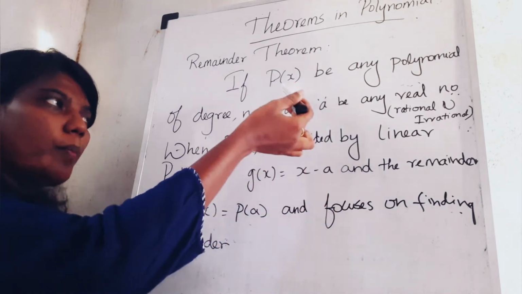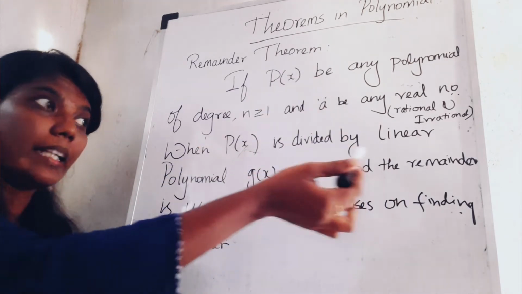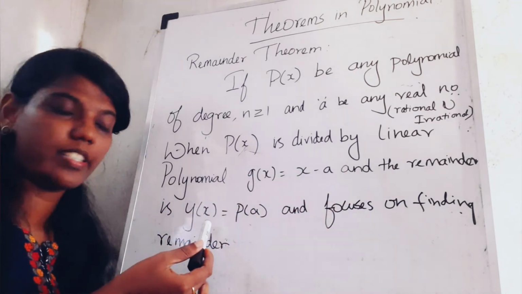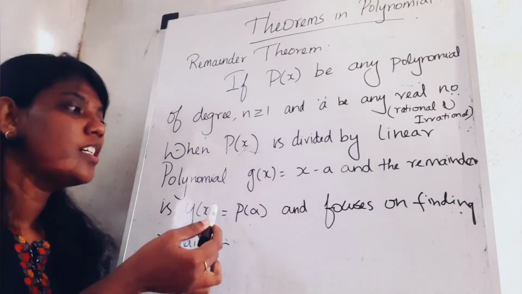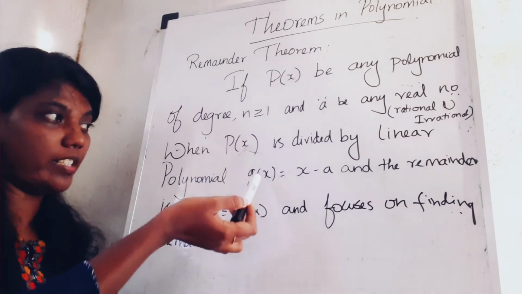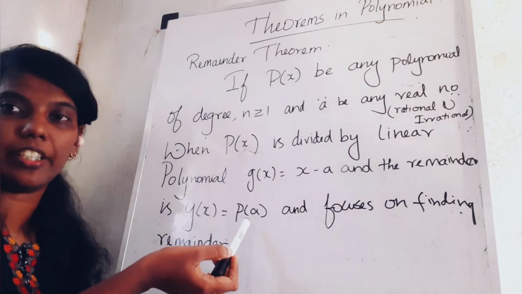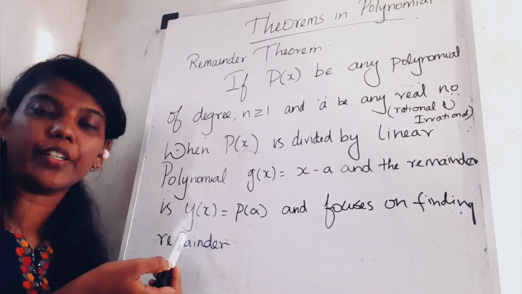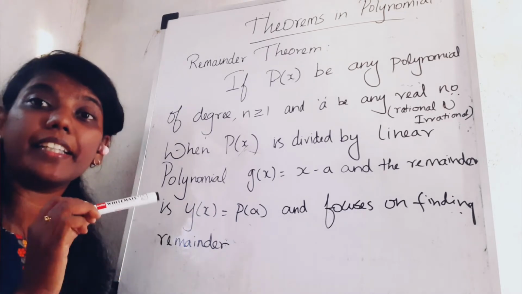Dividing the polynomial p of x, we get a remainder. That remainder is r of x, which is equal to p of a. So the a is what we substitute in this polynomial, and the theorem focuses on finding the remainder.